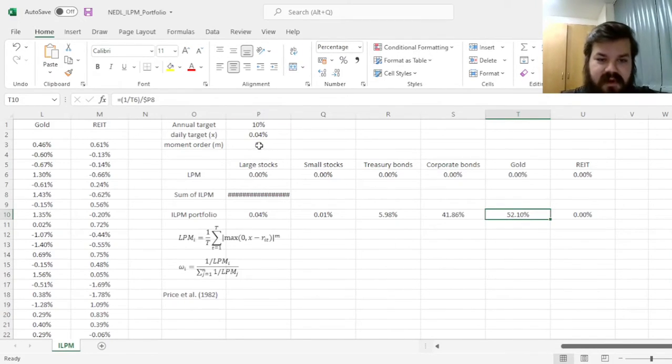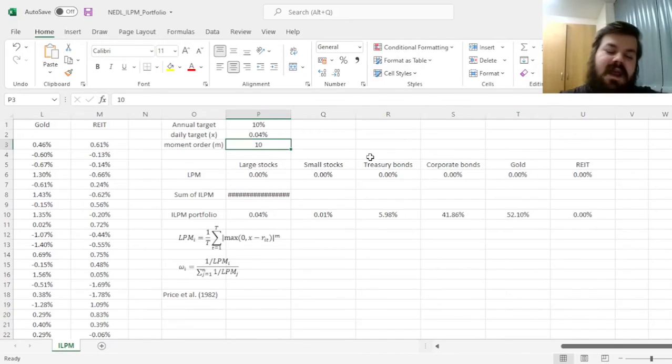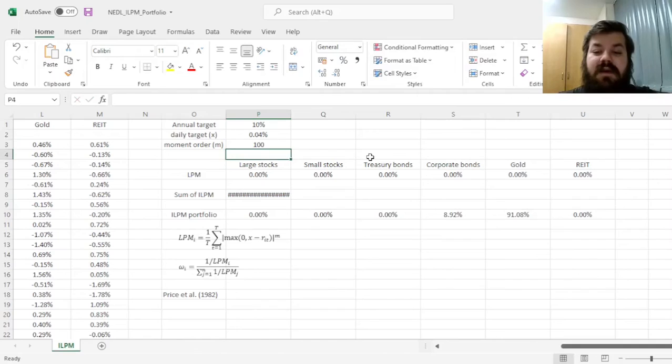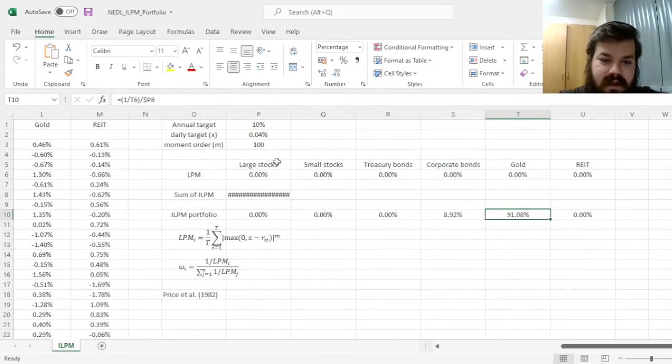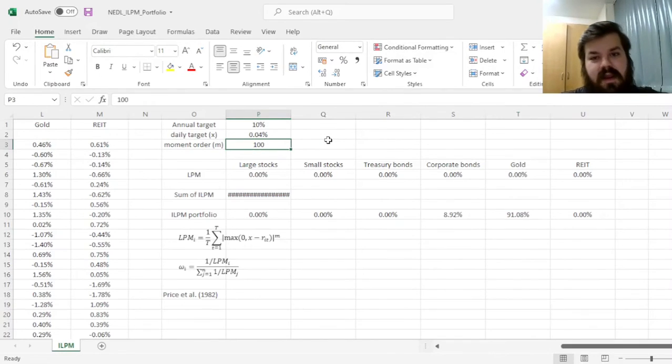into gold, which is a well-known safe haven asset, and here the interpretation is quite reasonable. We can go as far as 100, which would have almost 100% exposure in gold, as that investor would value extreme tail risks the most and therefore gravitate towards safe haven assets, which is a very good sanity check for this particular model. And that's all there is for inverse lower partial moments, or ILPM, and its use in portfolio construction.